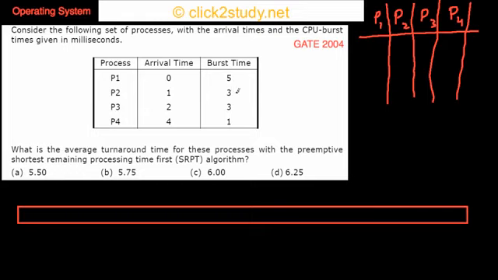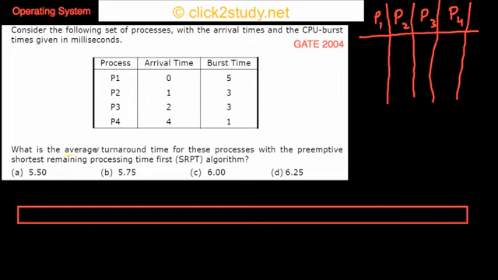Alright, so we begin the next problem. Consider the following set of processes with the arrival times and the CPU burst times given in milliseconds. These are different processes P1, P2, P3, P4, and they arrive at times 0, 1, 2, 4, and the burst time, the amount of time in CPU they need, is 5, 3, 3, and 1.